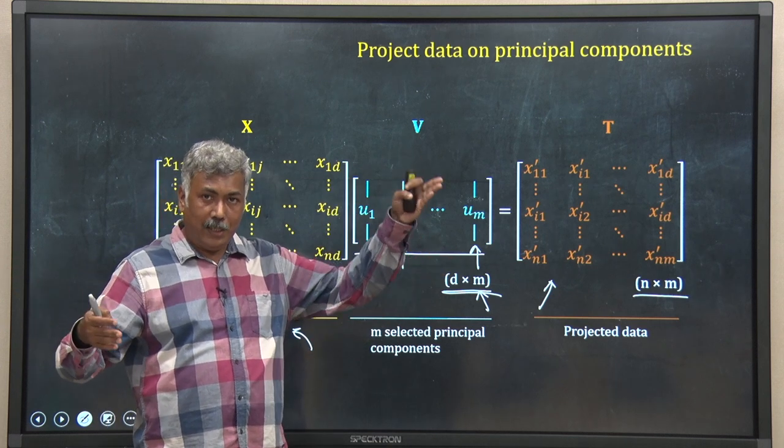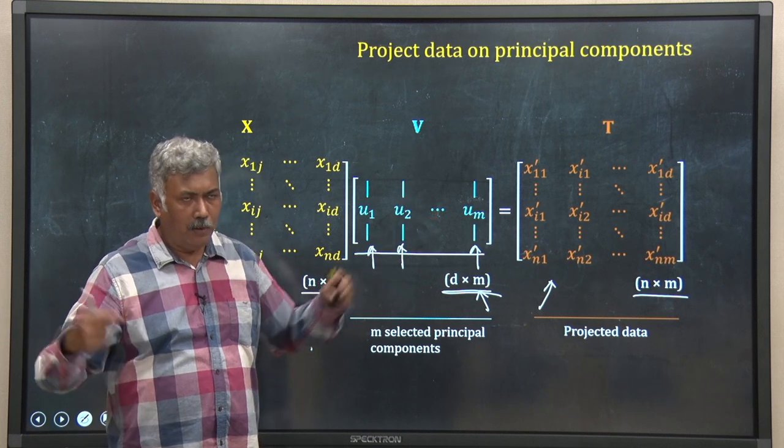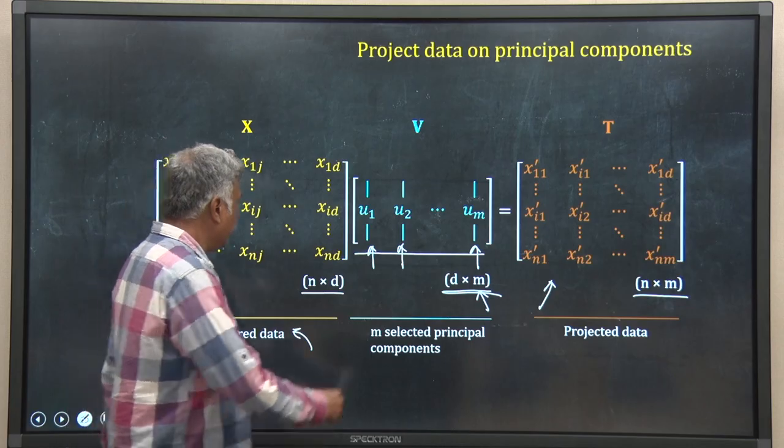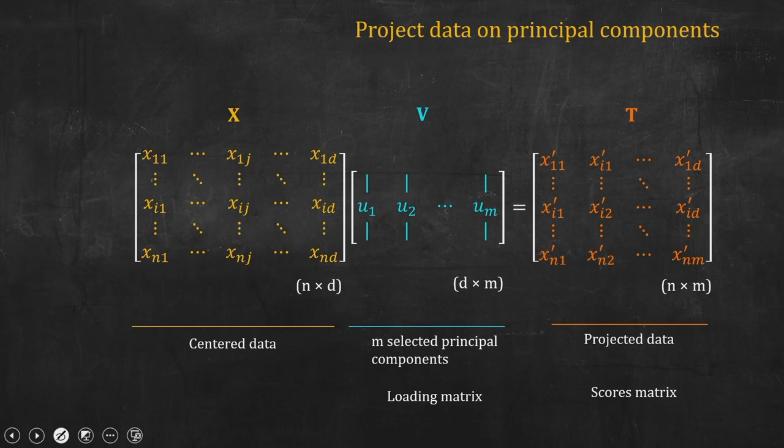So, from d, which is very large, I have come down to dimension m, which is small, a handful value, 3, 4, 2 or something like that. So, this one is my m selected principal components. This is my projected data. There is some terminology in the PCA world. We call this matrix the loading matrix. And this projected data matrix we often call the scores matrix.